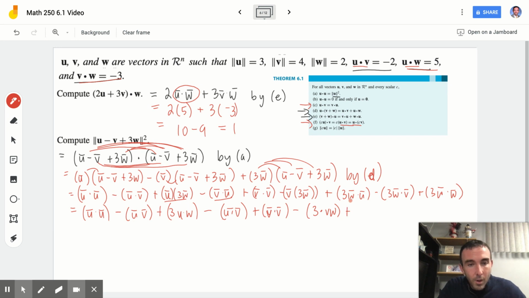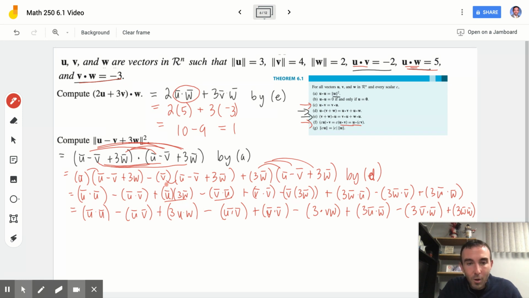And then for the last group, I have 3WU, but remember alphabetical order, so I will just switch that around using property C. 3WV, but we have VW, so I'm going to write that as 3VW. And then the last one is 3W by W. Just fit that in. Okay. Lots of stuff going on here.